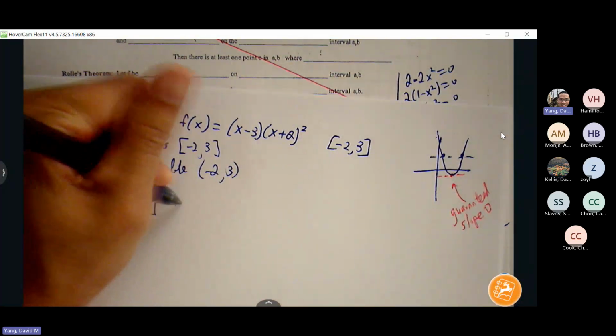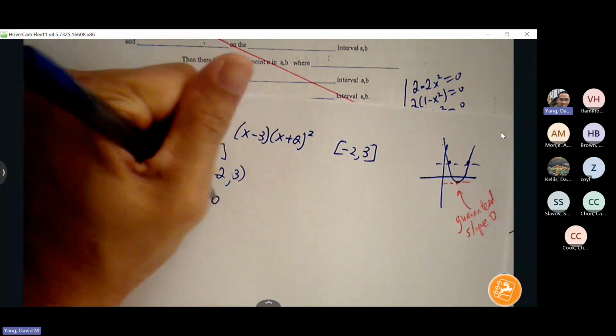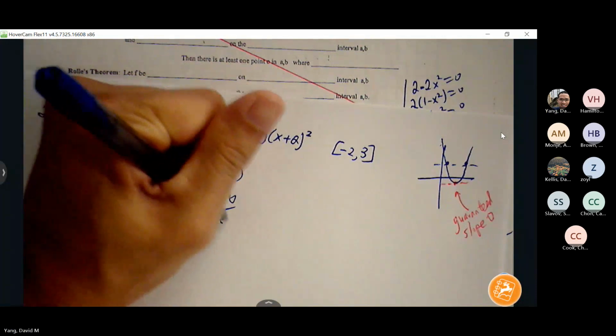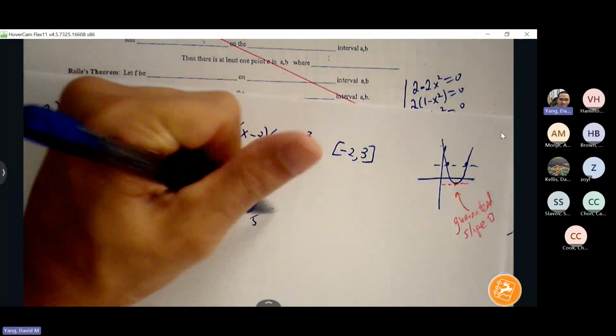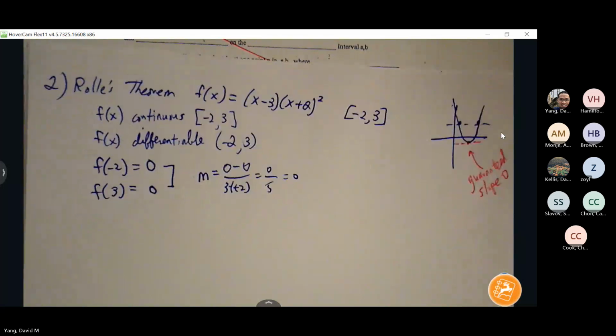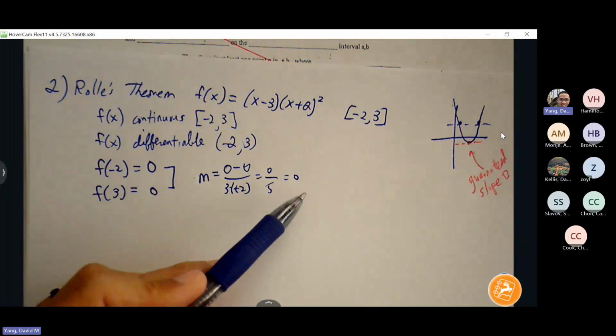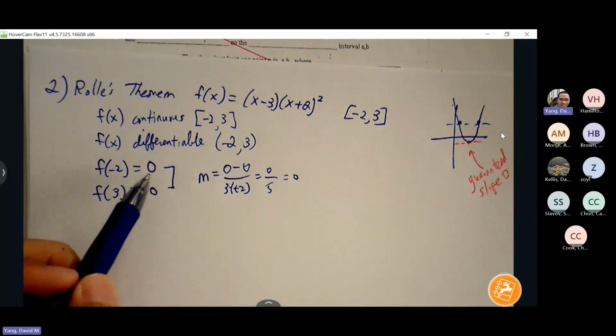So I know the slope is going to be 0 because the change in y over the change in x is 0 over 5, which is 0. Now, what if the two endpoints gave me 3 and 3? Do I say that my slope is 3? It's still 0, right?